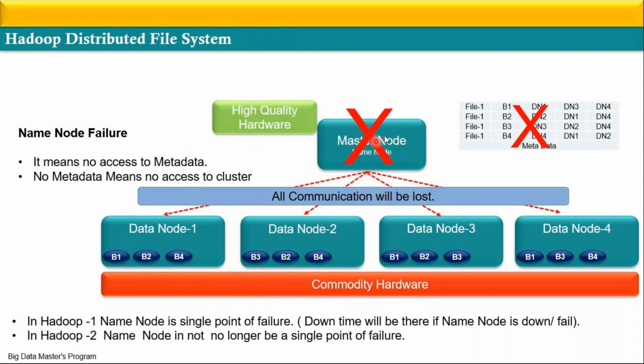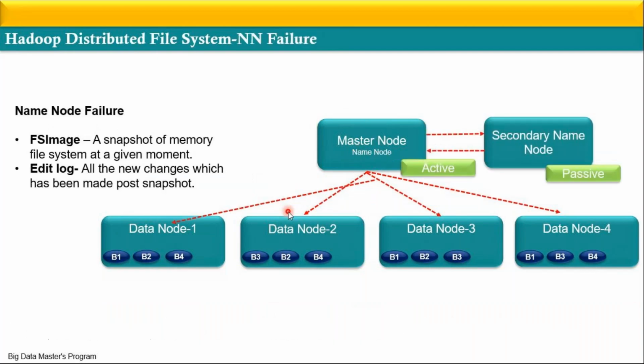So this is the single point of failure inside Hadoop 1, and inside Hadoop 2 we have made certain changes. So the secondary name node came into the picture, and it is going to take the responsibility of the master node, and it will be acting as the master node in case of master node failure. Or you can say a standby machine is there. Probably you have heard about the standby machine.